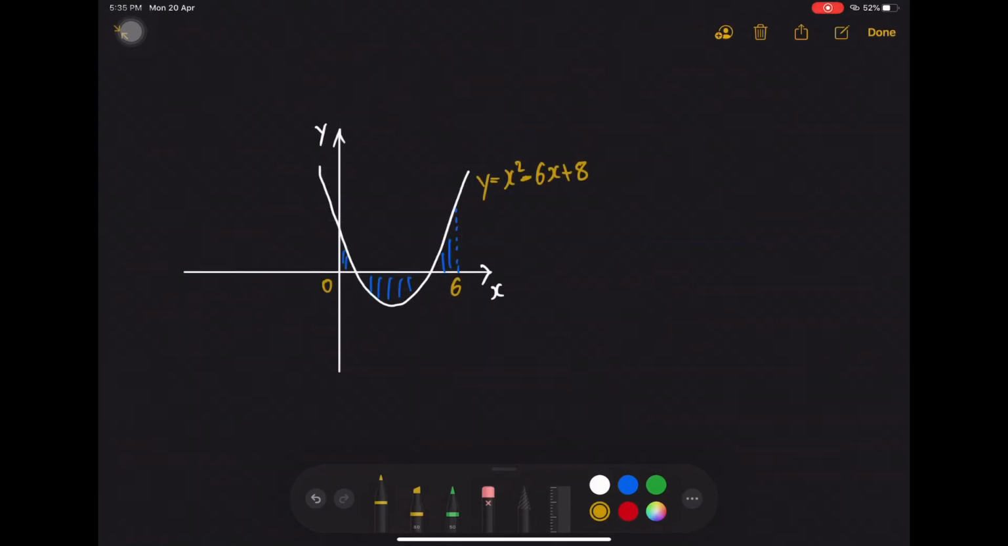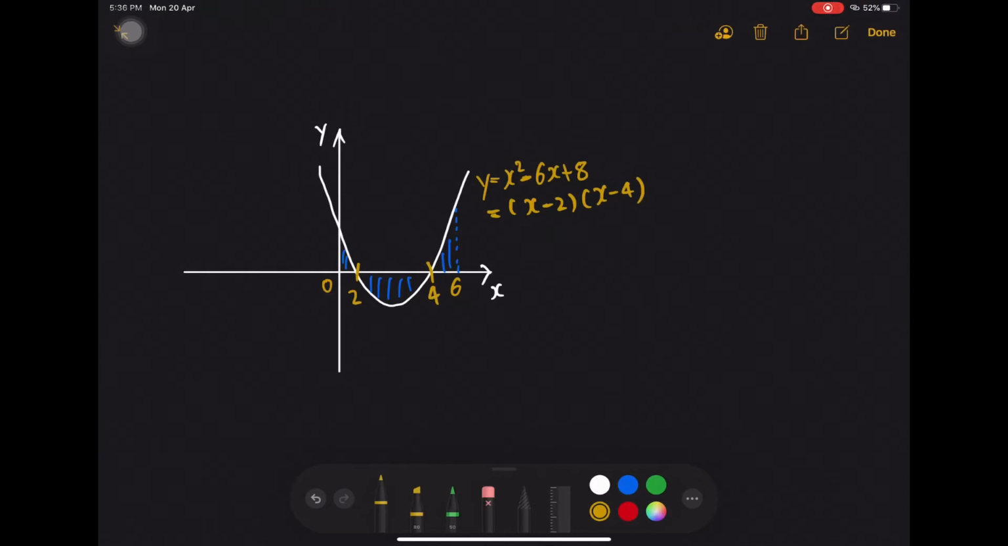As you can see, we now want to find 3 different parts of this shaded area. So we can do it separately, but first we need to know what is the x coordinate for the intersection between the curve and the x-axis. So we're going to factorize this, and when you factorize it, you have x minus 2, x minus 4, and we're going to let it be equal to 0. That will get me 2 and 4.